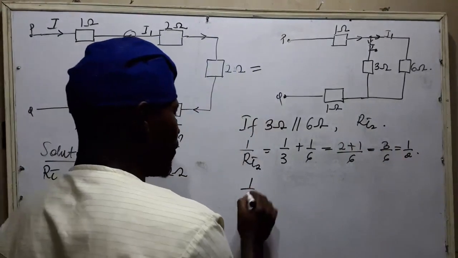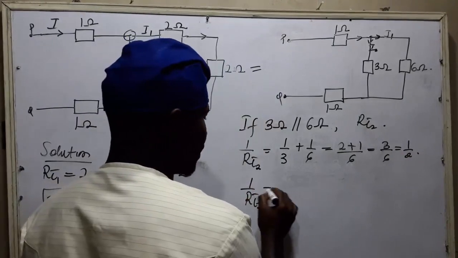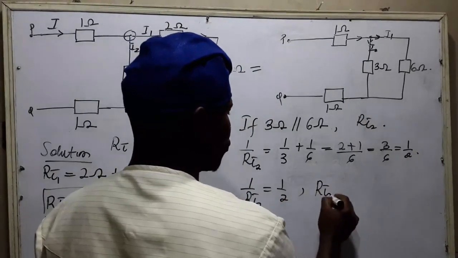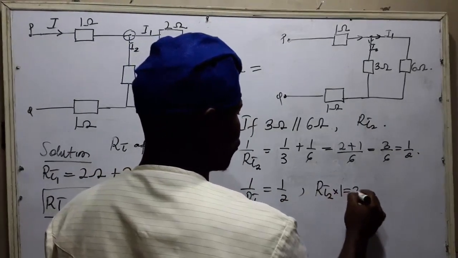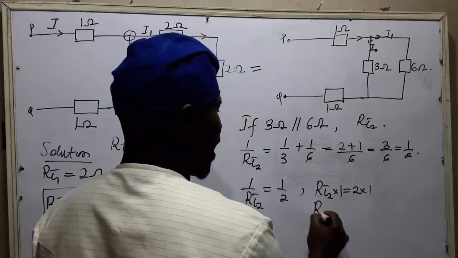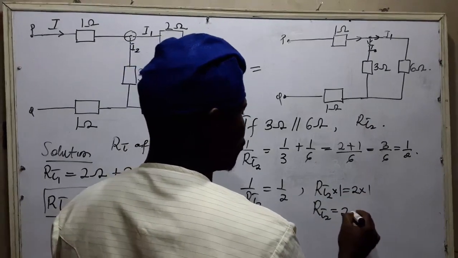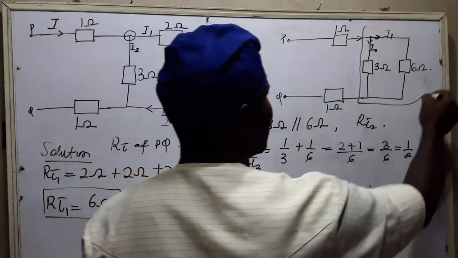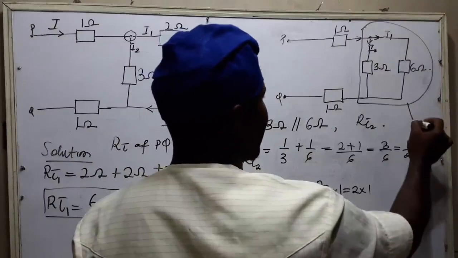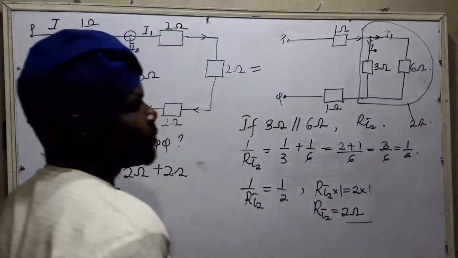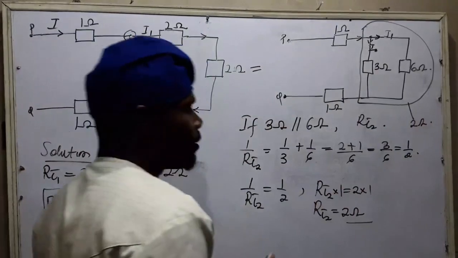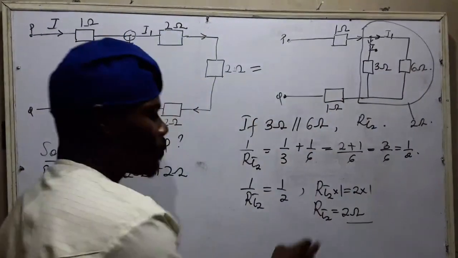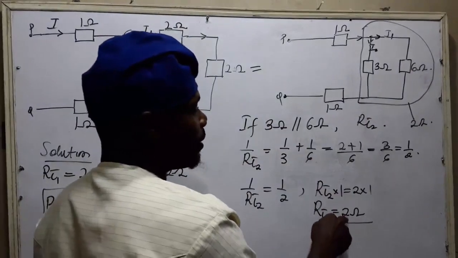So if 1 over R total 2 is equal to 1 over 2, let's cross multiply. R total 2 times 1 is equal to 2 times 1. So R total 2 is equal to 2 ohms. This tells us that the sum of these ohms here is 2 ohms. Because they were parallel, the total resistance of the 3 ohms and 6 ohms is 2 ohms.